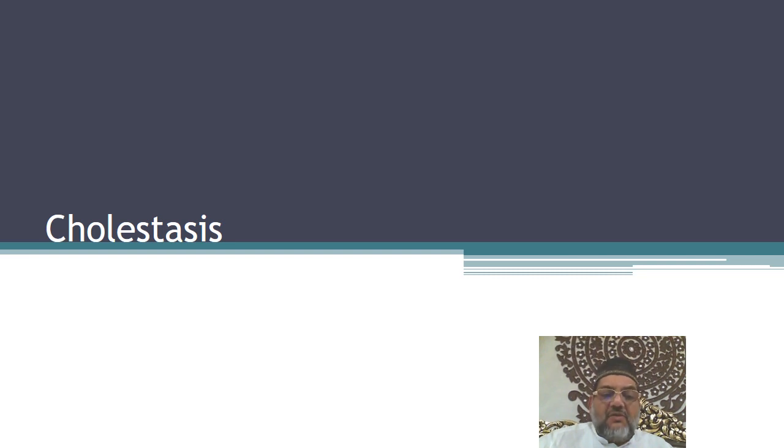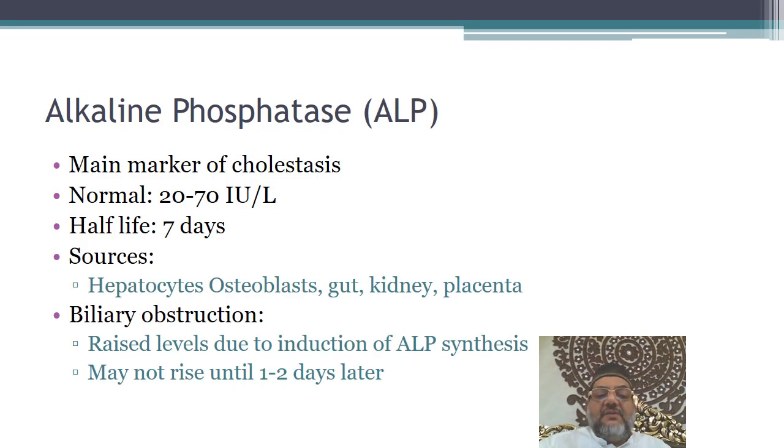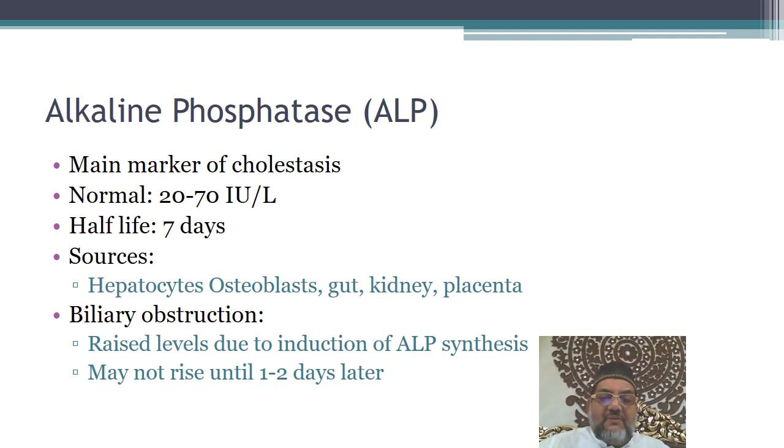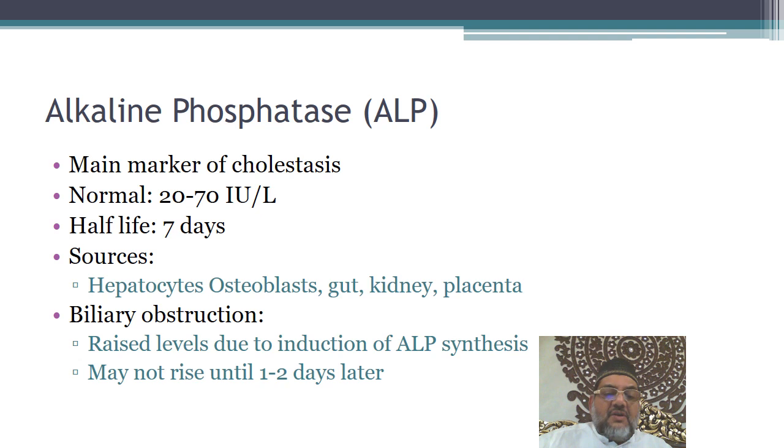Now talking about cholestasis, alkaline phosphatase is the main marker of cholestasis. The normal values vary among different laboratories. The half-life is 7 days. Basically, it is produced from the hepatocytes. It is also present in the bone, gut, kidneys, and placenta.